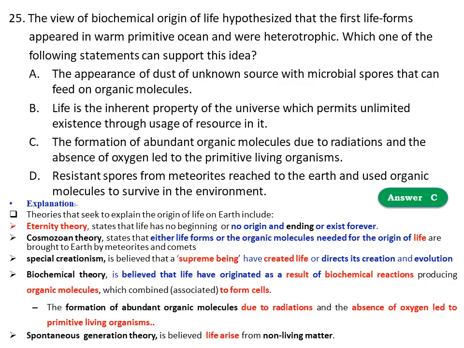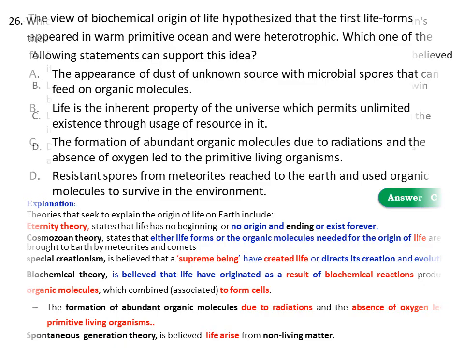Biochemical theory believes that life is the result of biochemical reactions, which is the formation of abundant molecules that, due to radiation, lead to primitive living organisms. Spontaneous generation says life comes from non-living matter.